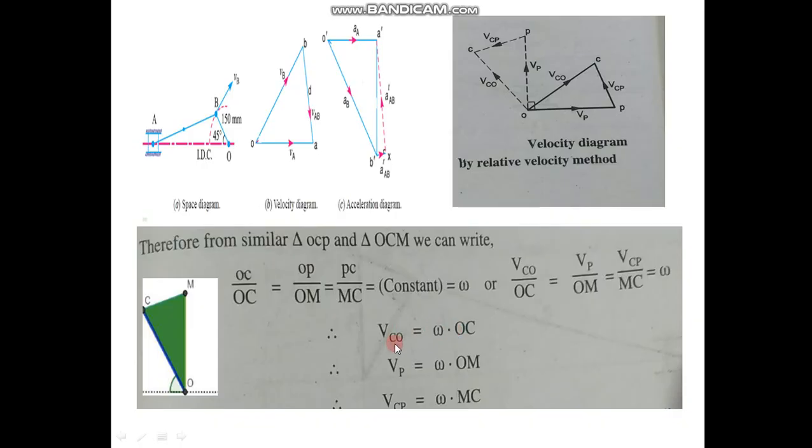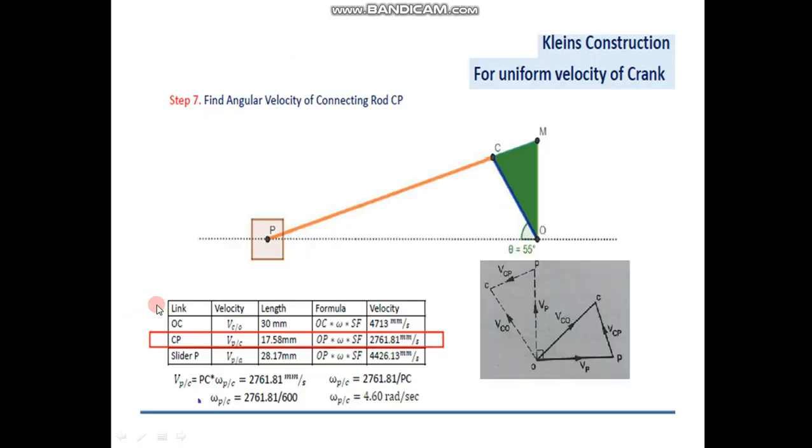Means velocity of C with respect to O, that is velocity of crank, is OC into omega. Velocity of piston is equal to OM into omega, and velocity of connecting rod is equal to CM into omega, and that is shown in the table. So that is all my explanation up to this point.